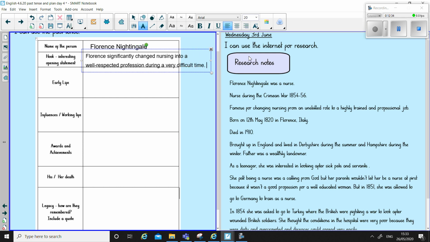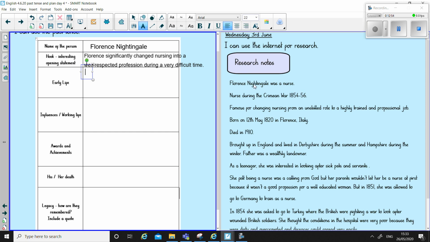It's a bit like when we wrote our newspapers, isn't it? When we write our newspaper reports, and we had that hook, that opening statement to get people to read more. So you might think, I want to know more about it. Well, what was this difficult time, and what was the profession? What did she do? So that's just one sentence to get people hooked. Then we're going to go on to early life.